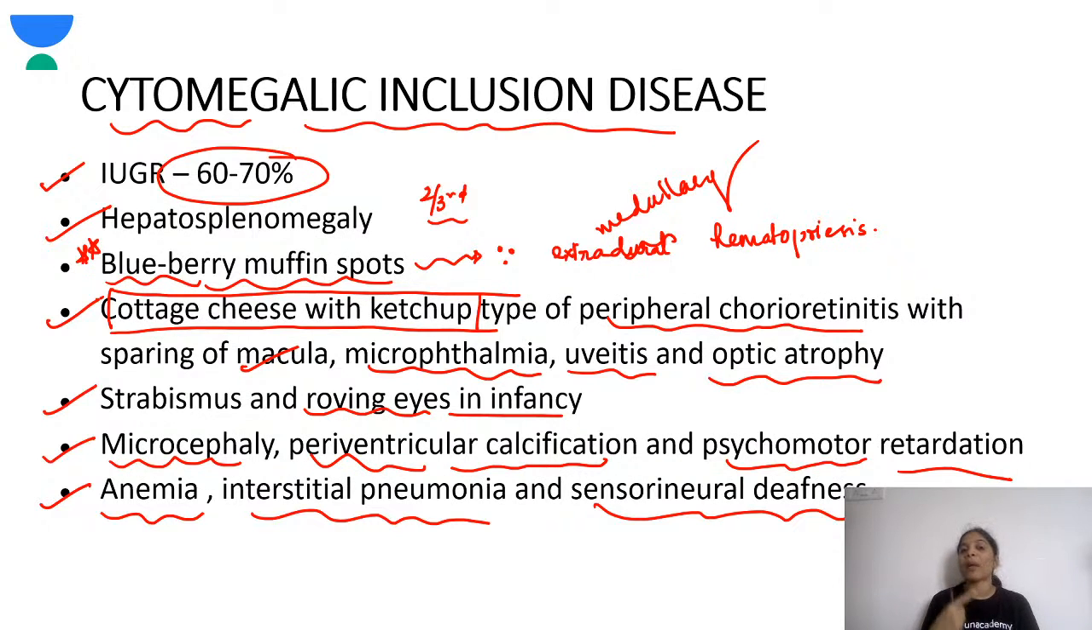These children can have microphthalmia, they can have uveitis, optic atrophy, and another thing is that there are roving eyes. So remember this, there are roving eyes of infancy. Why roving eyes? Basically they have visual impairment and the eye is always wandering, they are not able to see properly. Fine. Another very important thing is that microcephaly will be there in cytomegalic inclusion disease, and also the periventricular calcification that you need to keep in mind.